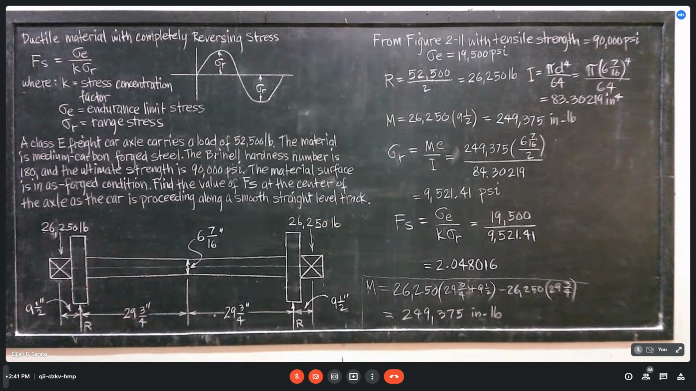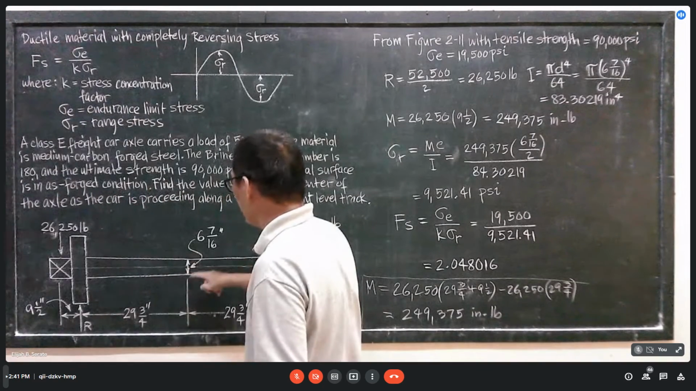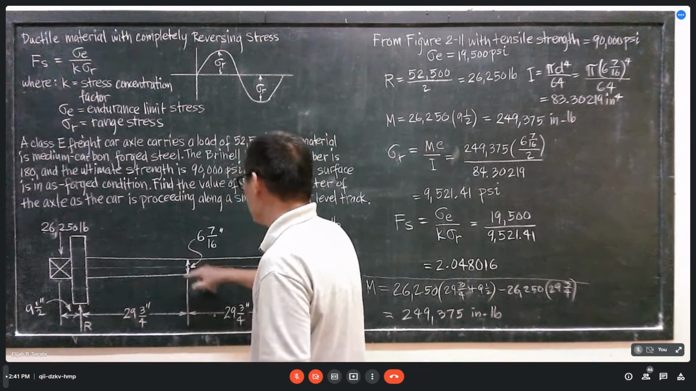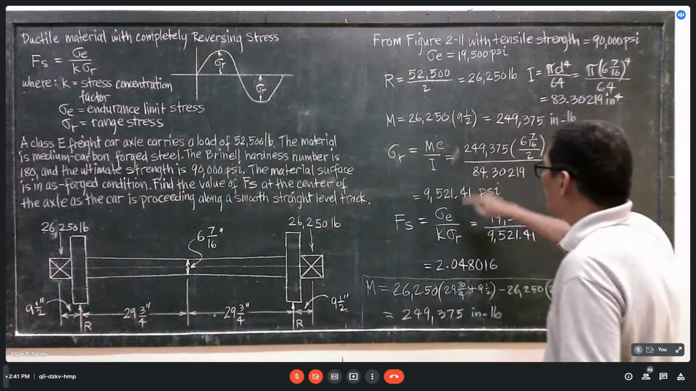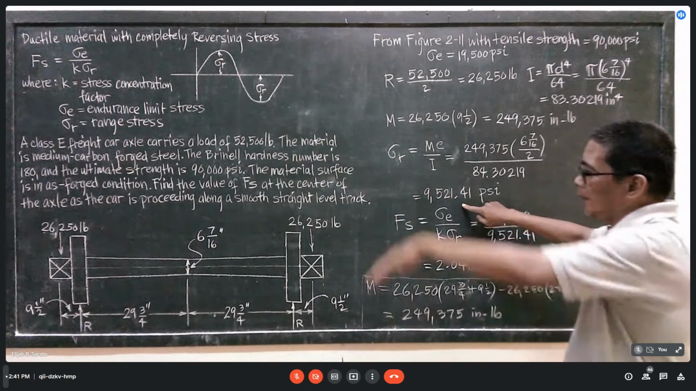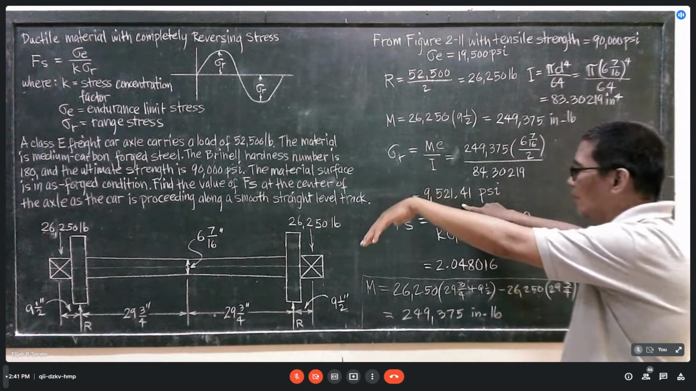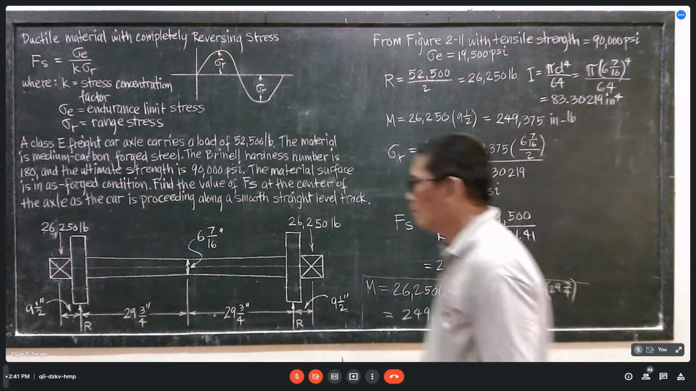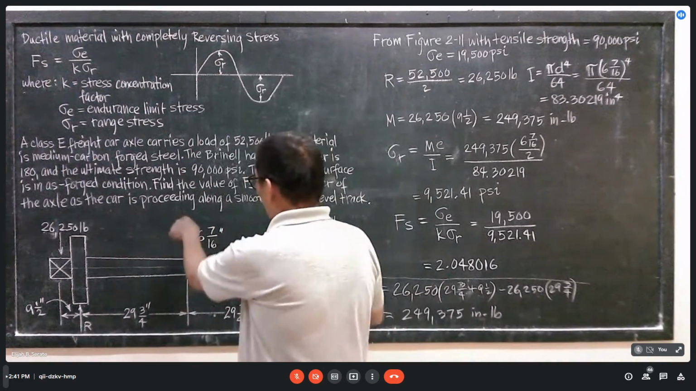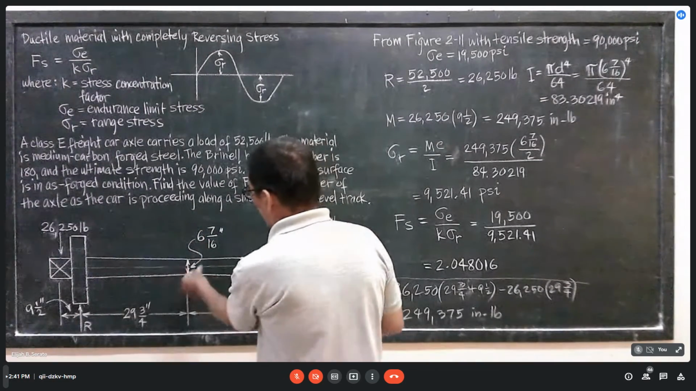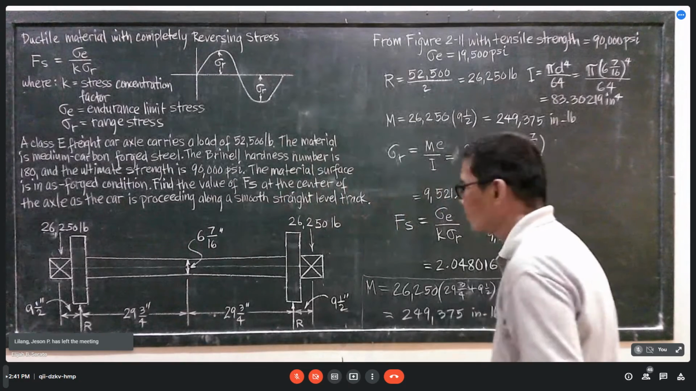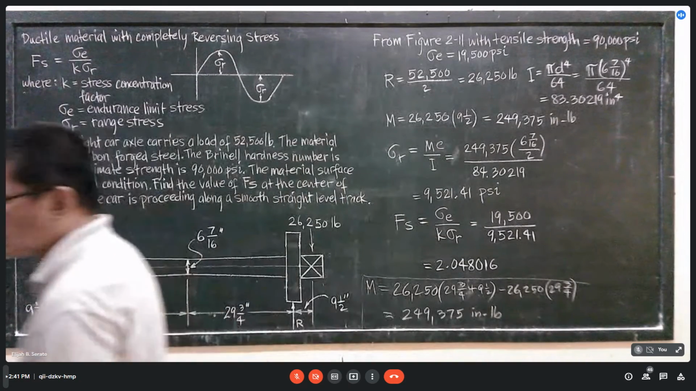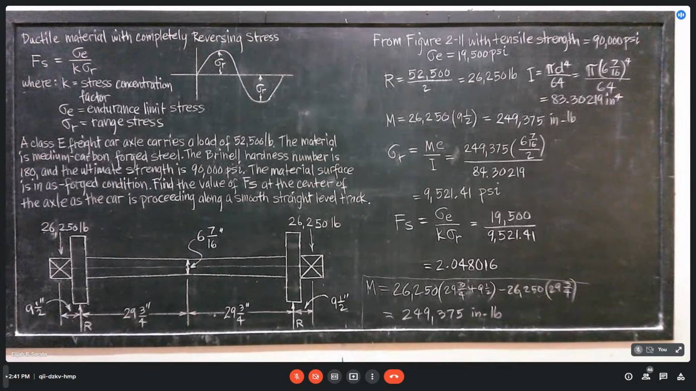So meaning, as your element goes from top to bottom, it will experience a flexure or bending stress of this much. On top, it is tensile. Below, it is compressive. So when your element is on top, it is tensile. When it goes below, because this is rotating, it is compressive. That is range stress. Do you follow? Yes, sir.